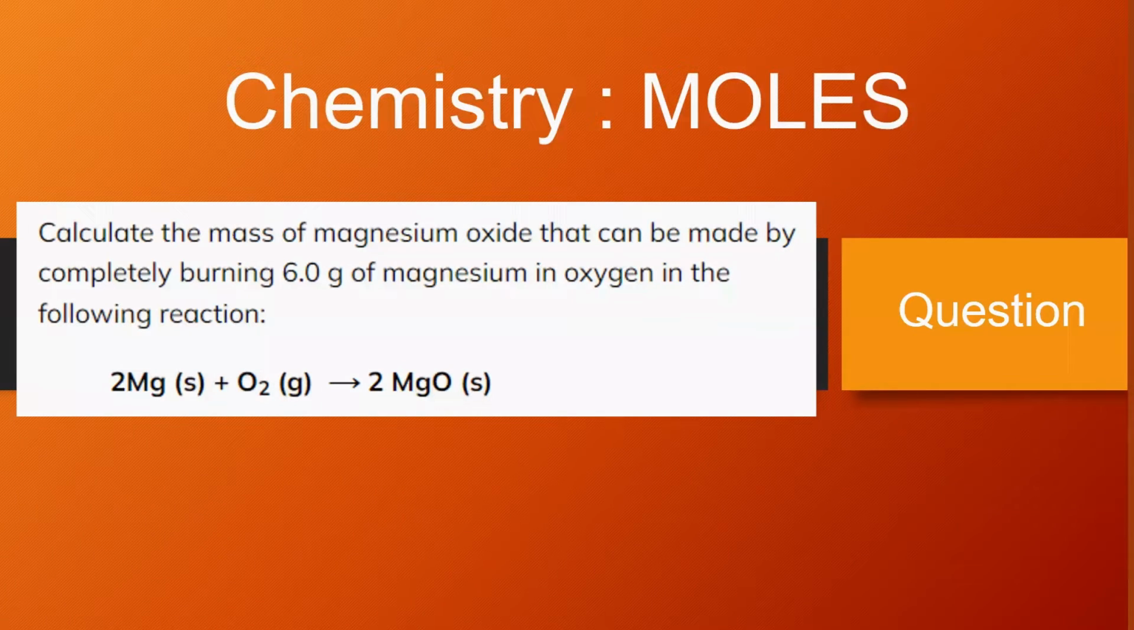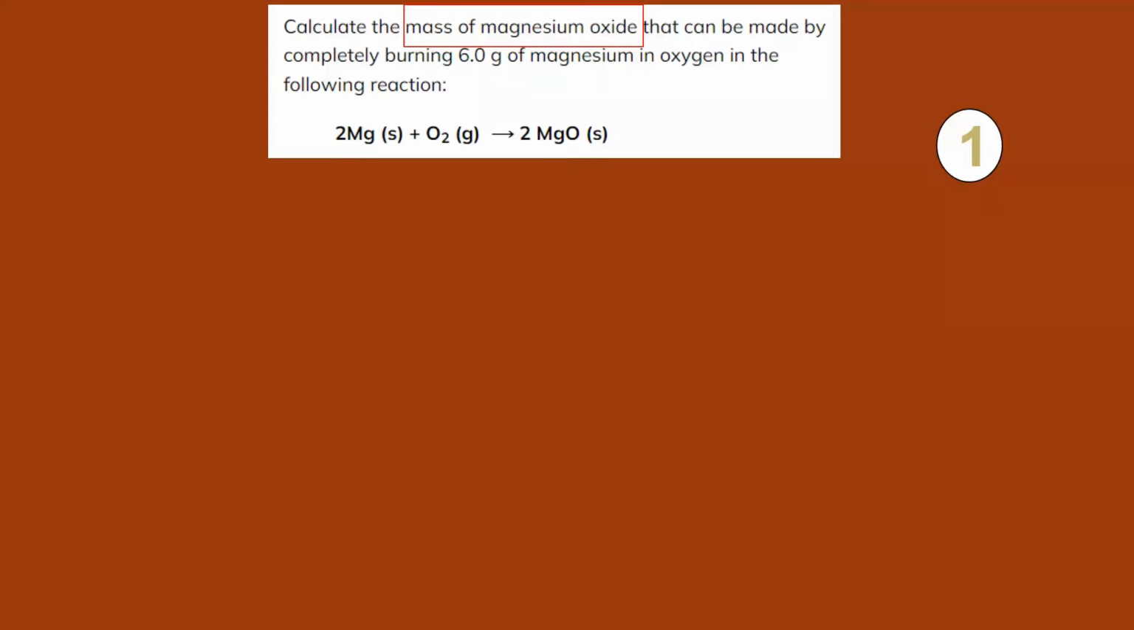So what do you think the first step would be? Of course, we have to extract from the question what is provided to us and what we need to calculate. In this case, we have to calculate the mass of magnesium oxide. And the data that is given to us is the magnesium mass, that is 6 grams.